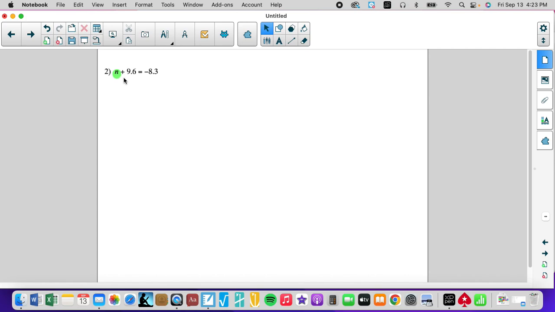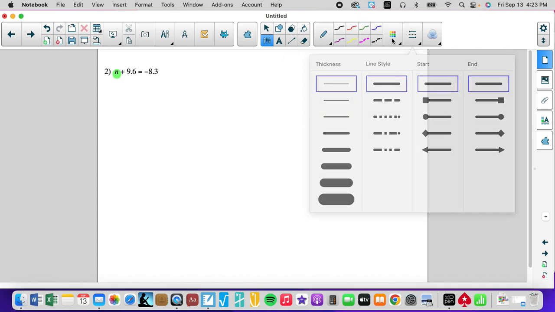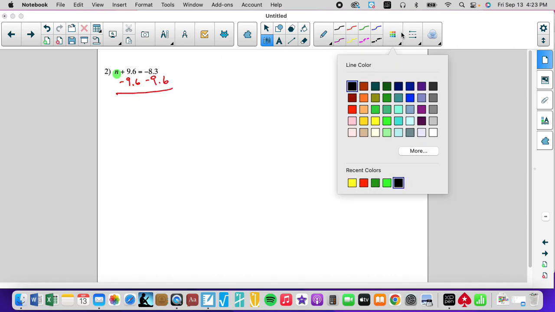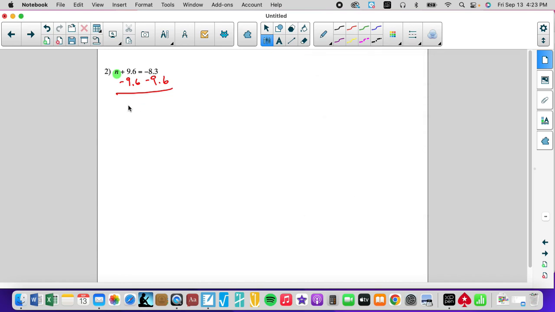9.6 is added to it. So the inverse of adding 9.6 is subtracting 9.6. So we subtract 9.6, subtract 9.6. We get n left on the left side because these are inverses, so positive 9.6, negative 9.6 cancel.